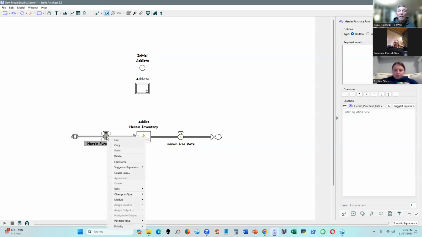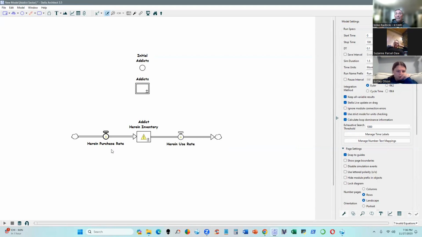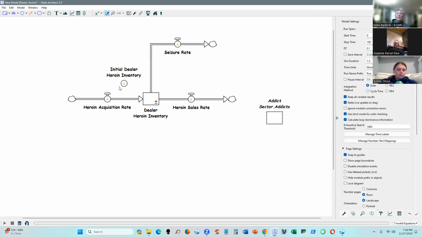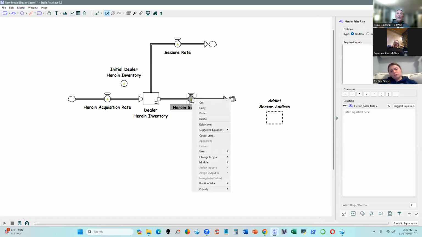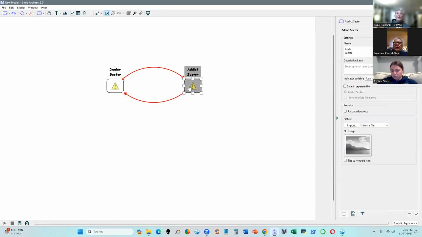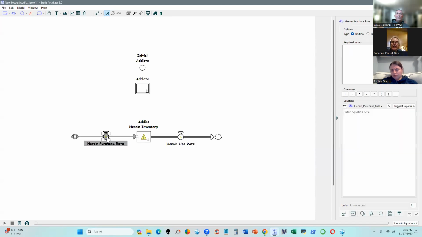So let's right click here and say module accepts input, the purchase rate. And this is going to be module provides output. So the sales. Hey, where is it on that drop down screen? I couldn't see that.